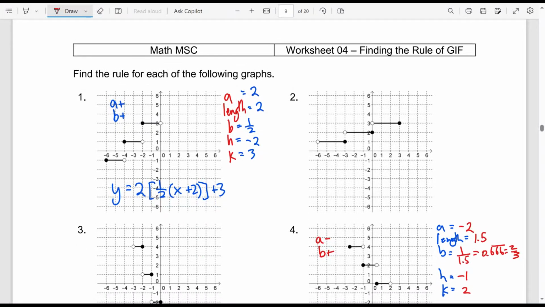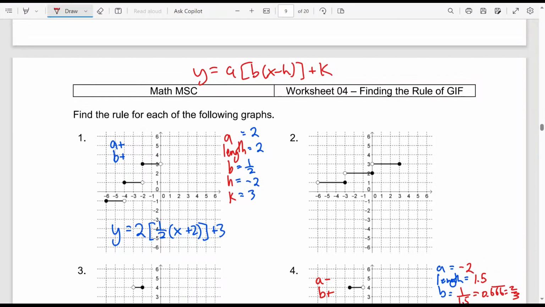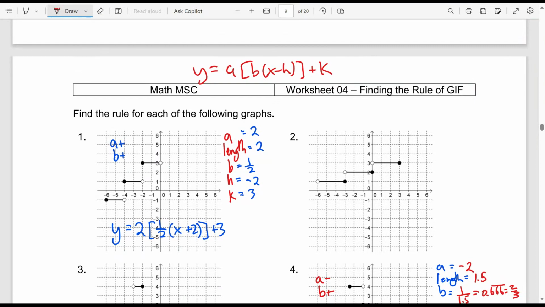So just as a review right now, we've already gone through a couple of these guys, but recall that this is the form we're working in, right? It has an A, a B, an H, and a K. We know that the A value has to do with the step height, and the B value is not a direct correlation, but it has a relationship to the length of it.